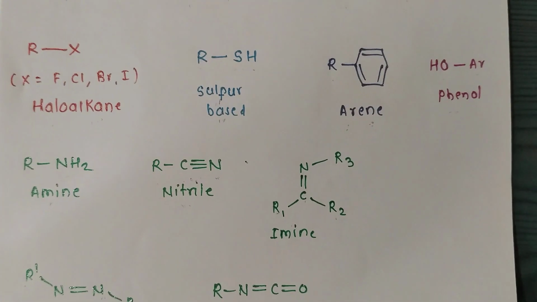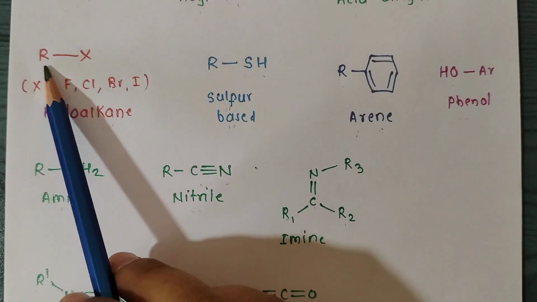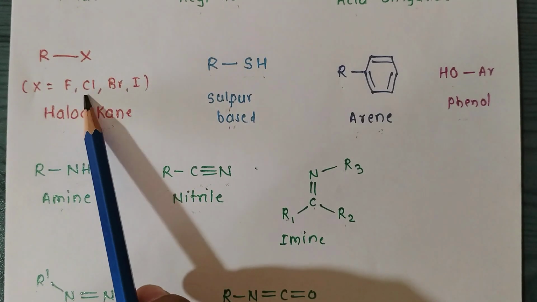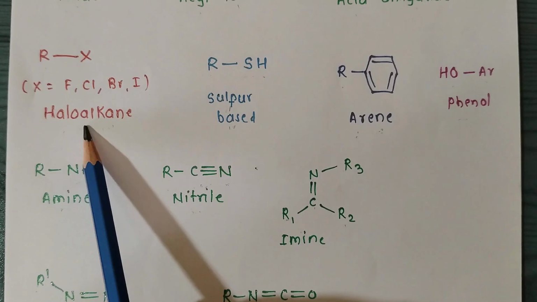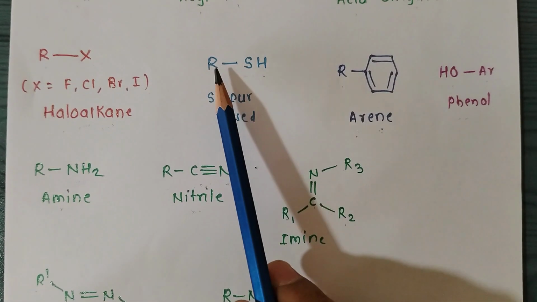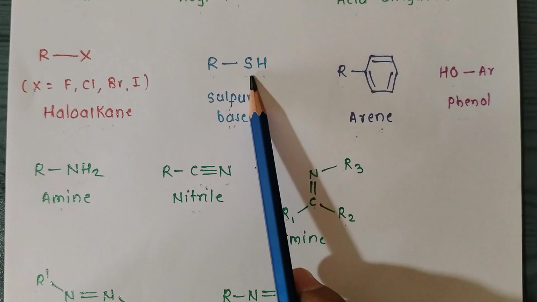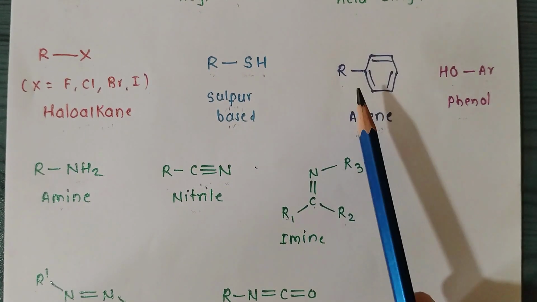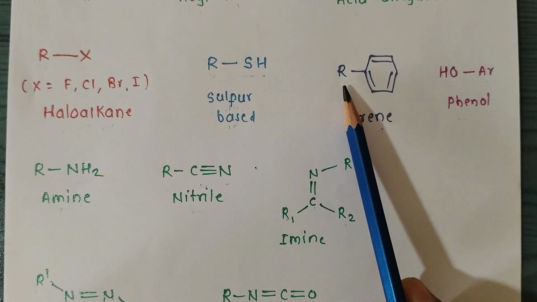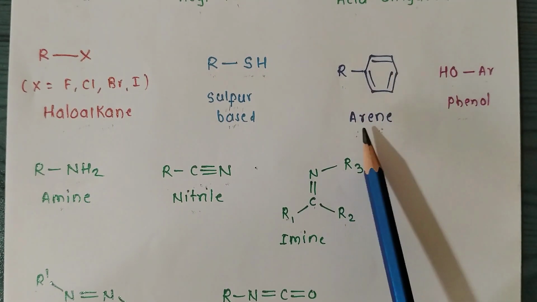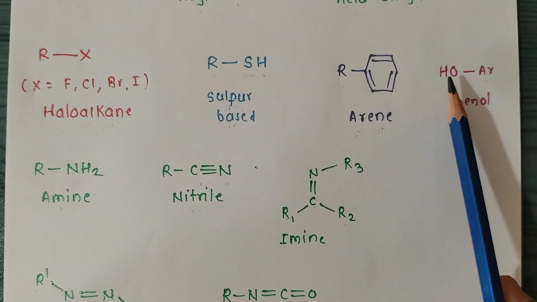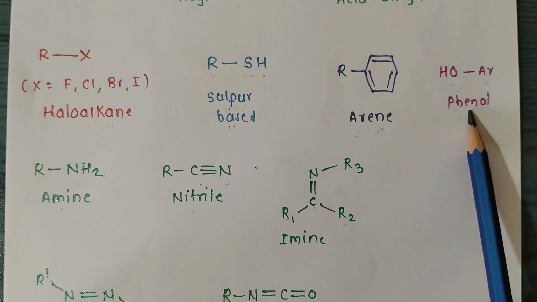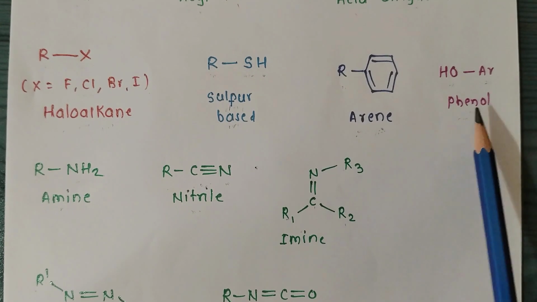Now we see here next type of functional groups. If suppose our alkyl group is attached to halogen like fluorine, chlorine, bromine, iodine, then we call this functional group as a haloalkane. If alkyl group is attached to SH, so these are the sulfur based functional groups. If R is attached to ring, then we call it as an arene. Then if suppose OH is attached to aromatic ring, then we call it as a phenol.